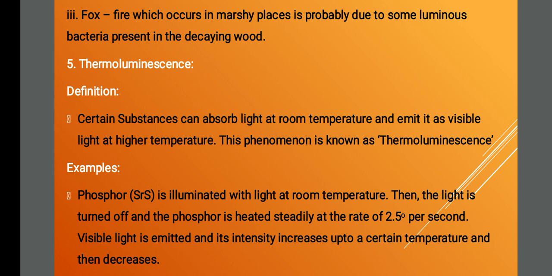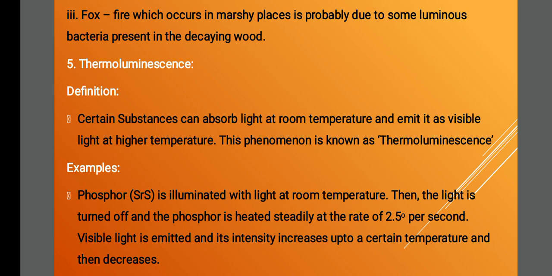I'll repeat this thermoluminescence once again. So what I mean by thermoluminescence is certain substances absorb light at room temperature and emit it as visible light at higher temperature. This phenomena is known as thermoluminescence. Okay, and a very good example is strontium sulfide. It has to be kept in light at room temperature. Then we have to turn off the light and take it fast forward, and we have to heat it at a rate of 2.5 degrees per second. As you heat the thing, the visible light will be emitted.